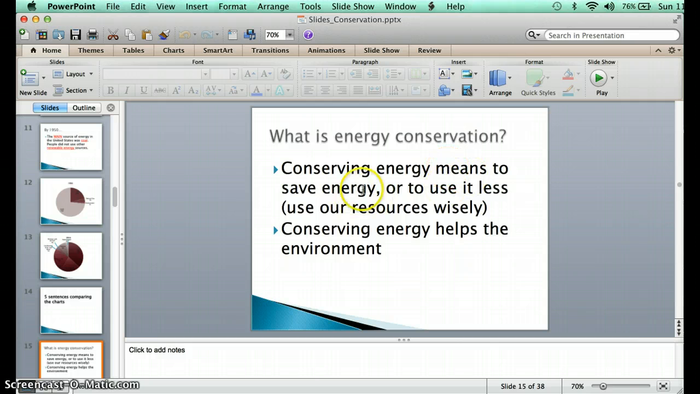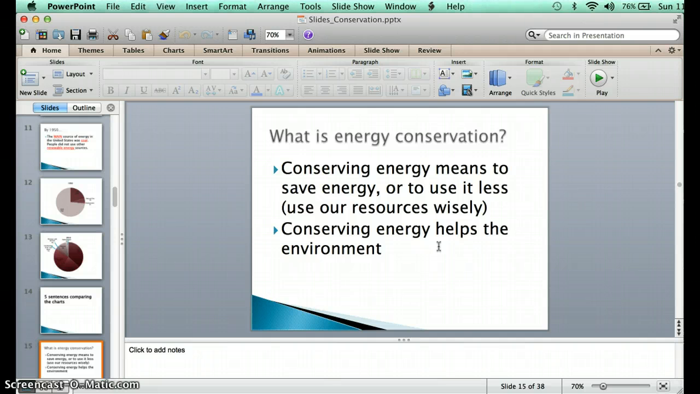Conserving energy means to save energy or to use it less. Okay, we're basically trying to use our resources wisely. So not only does this benefit us in terms of making sure we have enough resources for the future, but it also helps our environment.